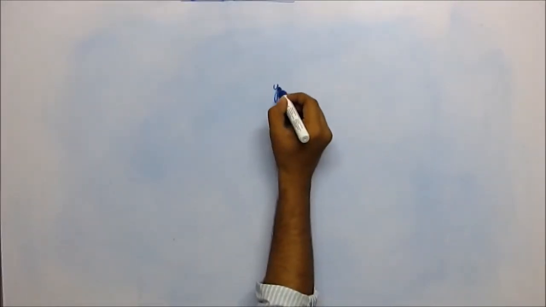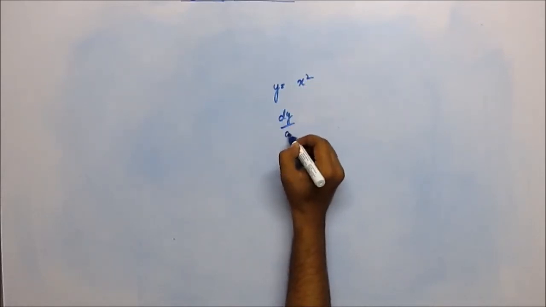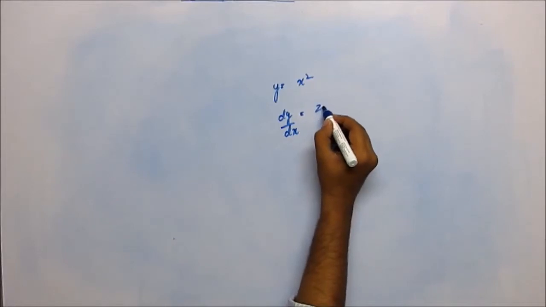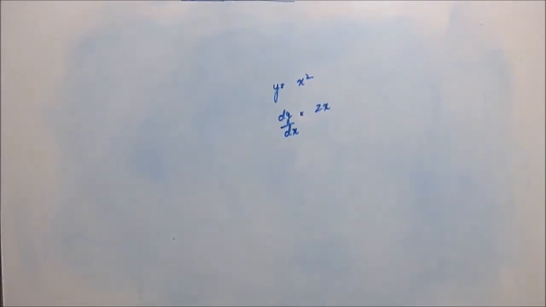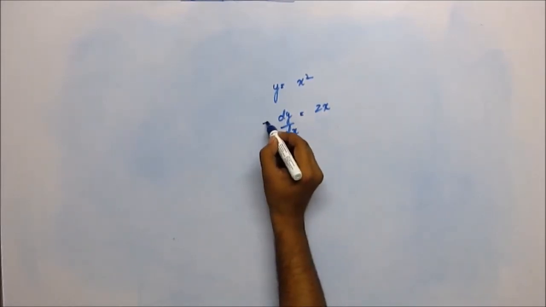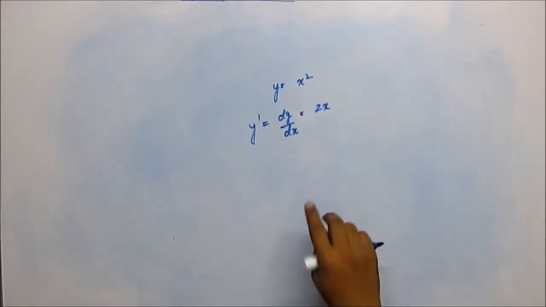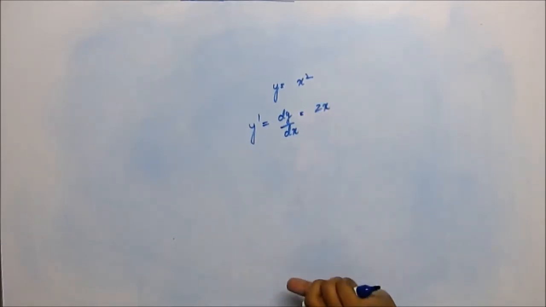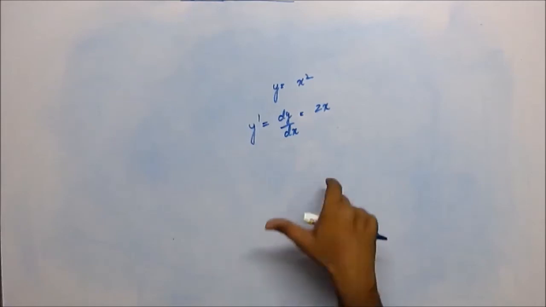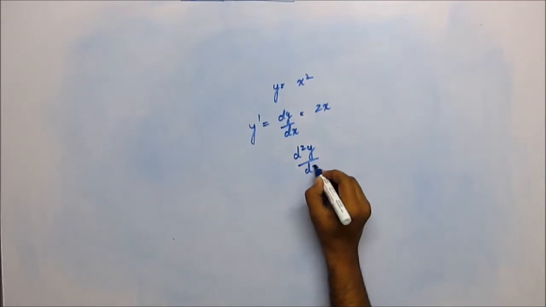If I have y equal to x squared, and I differentiate y with respect to x, I get 2x. Now I differentiated y with respect to x for the first time. I got this. This is also represented as y dash. So y dash is 2x. Now if I do the same thing all over again, I differentiate whatever I get with respect to x again. Then we actually represent it as d square y by dx square.